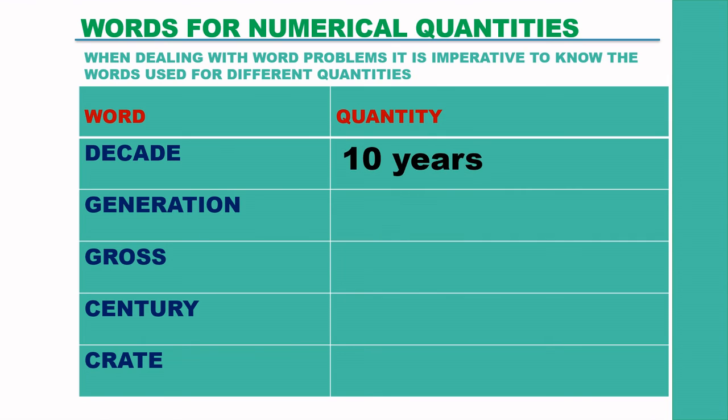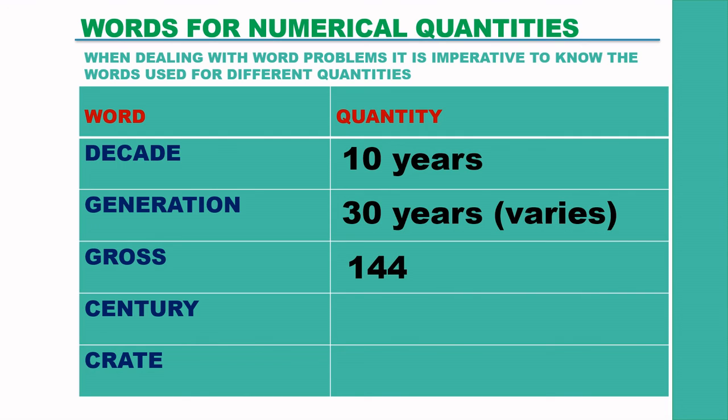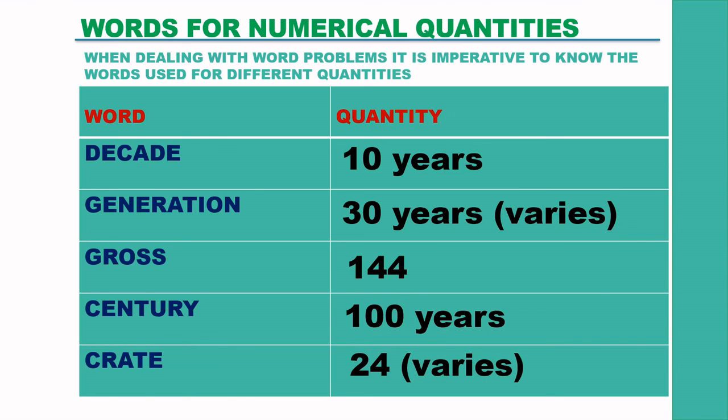A decade, 10 years. Generation, 30 years. But this varies. In other texts, they start from 25. A gross, 144 items. A century, 100 years. But in sport like cricket, a century means 100 runs. And crate, 24 items, but this varies with the size of product.